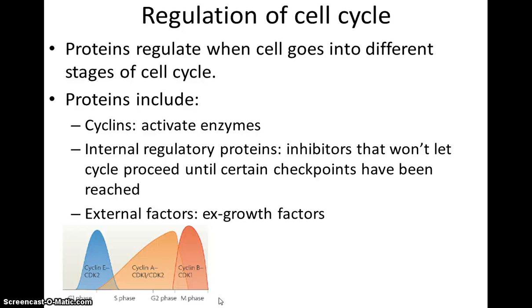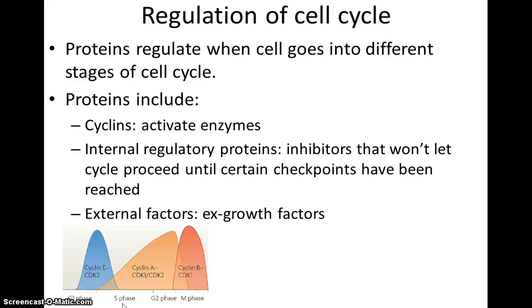The next type are actually called internal regulatory proteins. So these are essentially inhibitors. So inhibit means to stop, and they don't let the cell cycle proceed until certain checkpoints have been reached. So like I said, people kind of call these checkpoints between them. So G1 to S, that transition, there's certain checkpoints. So for example, the cell needs to have grown in size and needs to have its organelles done. If that has not happened, it will not proceed past that point. After S, if the DNA has not been replicated, it will not proceed past that point. That doesn't happen by chance. Proteins are making sure that it does not proceed unless that checkpoint has been reached.